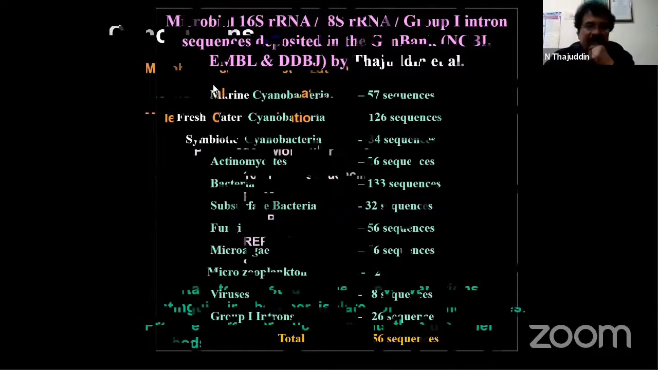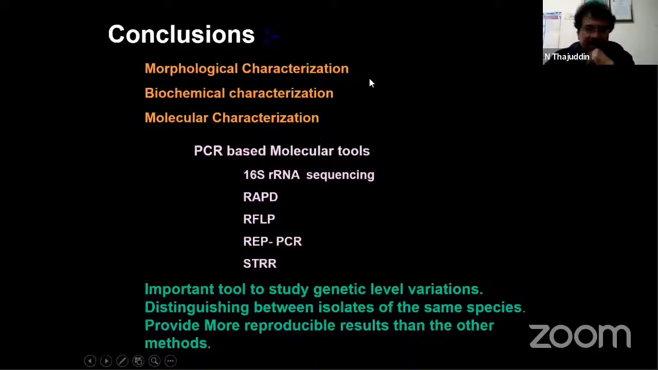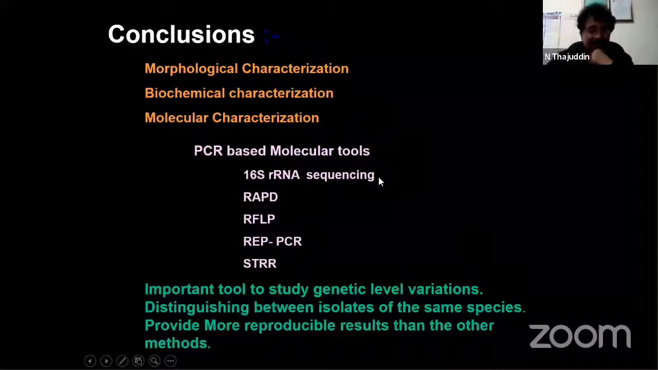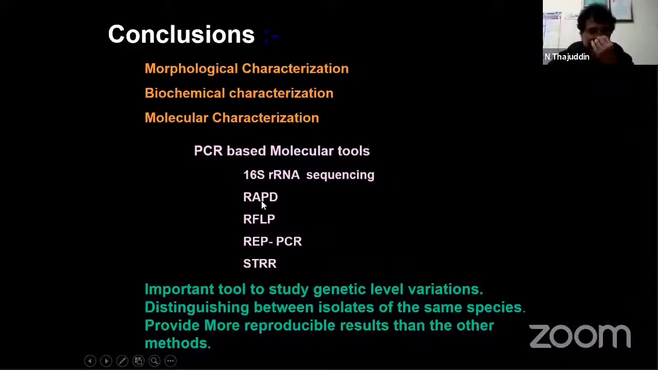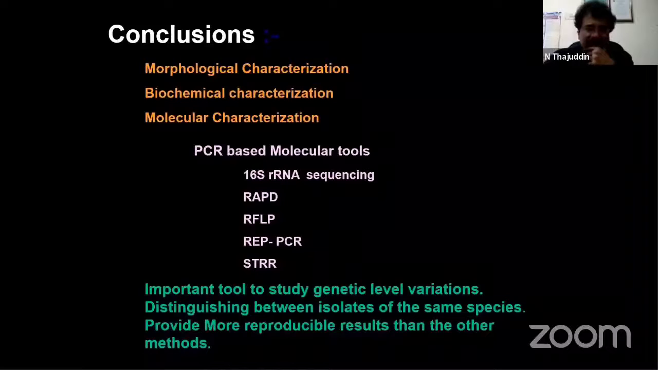So in conclusion, morphological characteristics in morphological taxonomy are very, very important. This is the base. So if you have any confusion, go for biochemical and molecular characterization using 16S rRNA gene sequencing for identification, and other fingerprinting methods like RAPD, RFLP, REP-PCR, STRR, LTRR, and M13 fingerprinting. All are useful for differentiating closely related species.